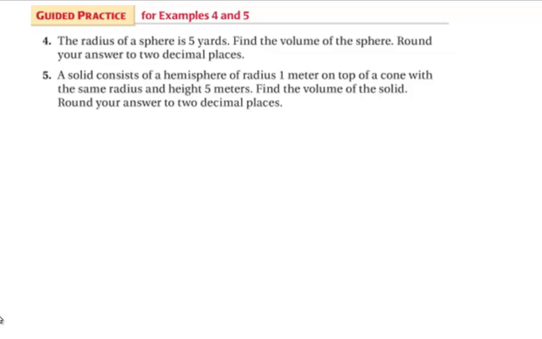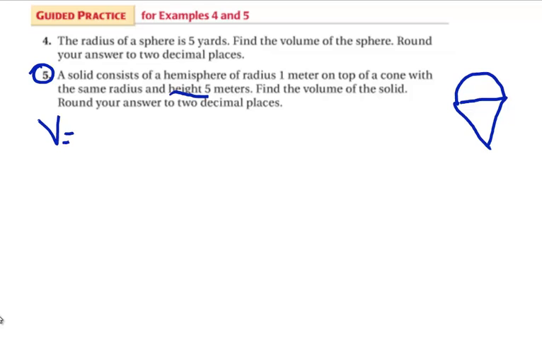Okay, let's do number 5 on this one. We just did a problem where we left it in terms of pi. But let's do number 5 on this one, and it says round to 2 decimal places. That's what we're going to do. A solid consists of a hemisphere with a radius of 1 meter on top of a cone with the same radius and a height. The cone has a height of 5 meters. So think about this. If I have a hemisphere on top of a cone, it kind of looks like an ice cream cone to me. So there's something to think about what it might look like.